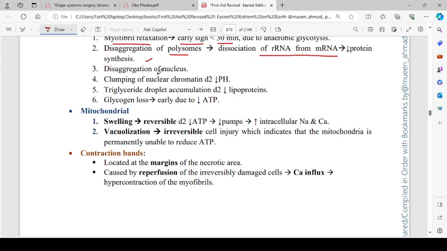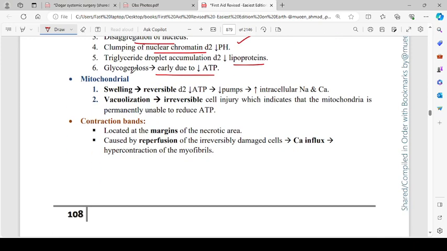Clumping of nuclear chromatin is due to decreased pH, and triglyceride droplet accumulation is due to decreased lipoproteins. There will be early glycogen loss due to decreased ATP. Mitochondrial changes include swelling, which is reversible, due to decreased ATP, decreased sodium-potassium pump activity, and increased intracellular sodium and calcium. Vacuolization will lead to irreversible cell injury, which indicates that the mitochondrion is permanently unable to produce ATP.